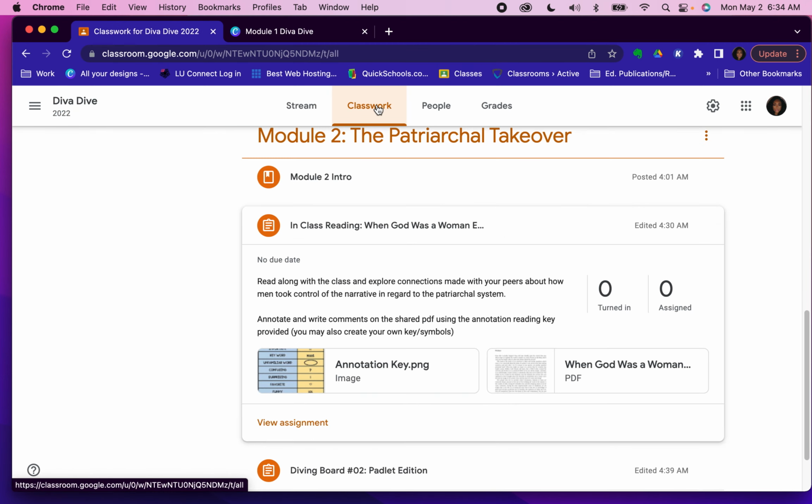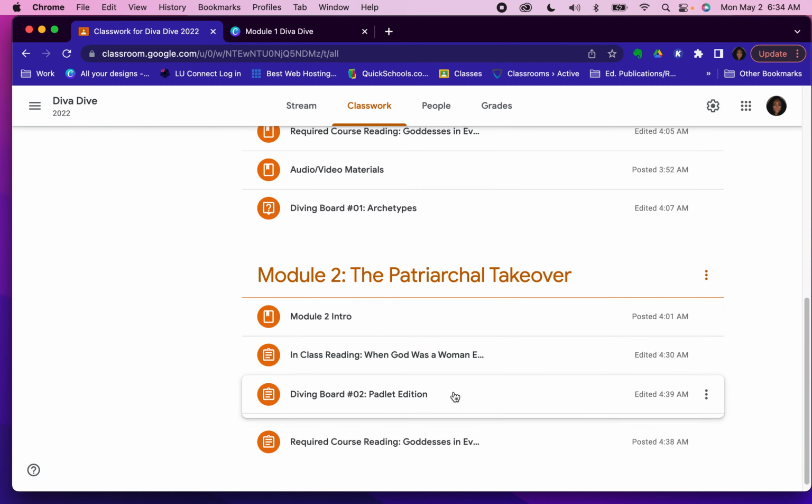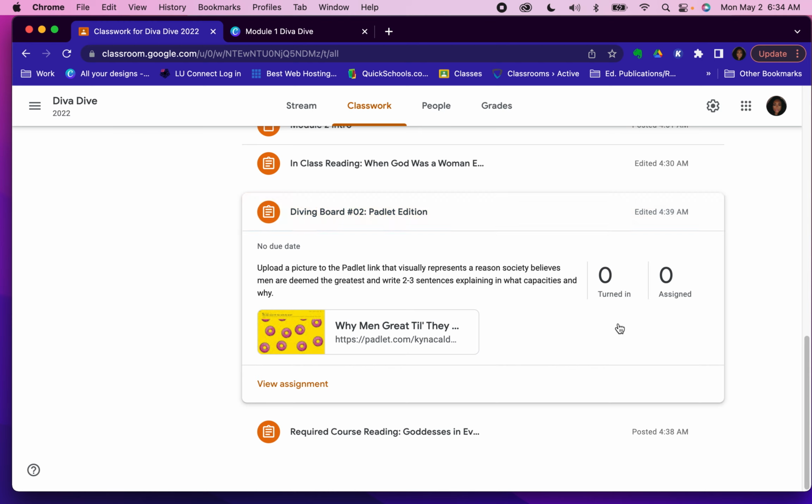Let me get back over to, here we go. So doing this class together, they have another diving board, but this is a Padlet edition. So they're going to upload a picture to the Padlet link that visually represents a reason society believes men are deemed the greatest, and write 2 to 3 sentences explaining in what capacities and why.